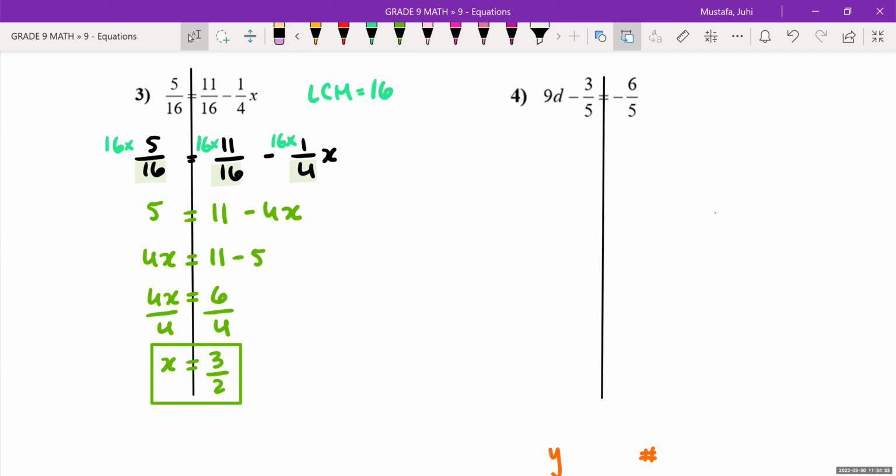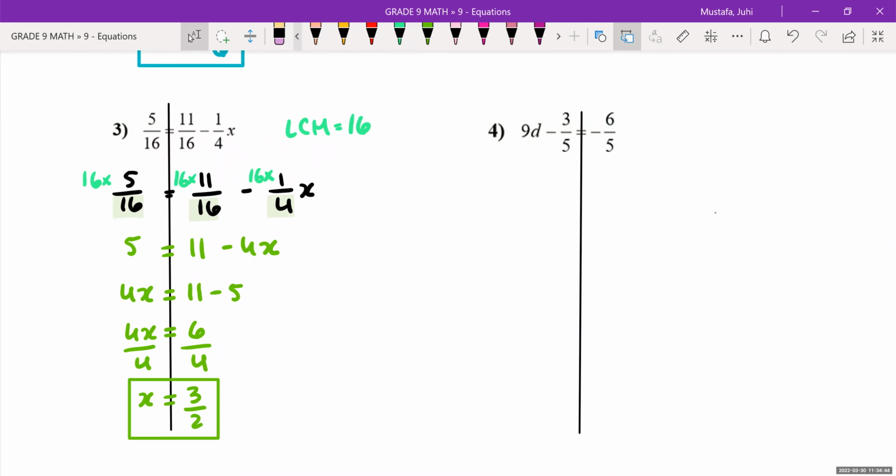You have the 4x positive. You don't have to. You could just move the 11 over. That's fine as well. Try the next question.